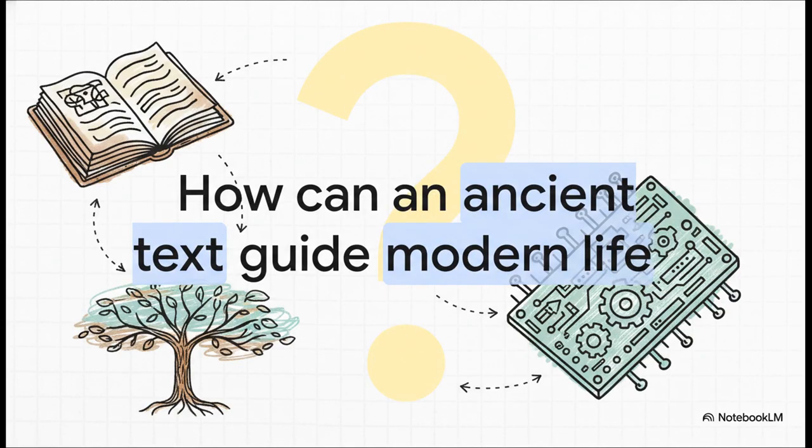And that brings us right back to our big question. How can an ancient text guide modern life? The answer this textbook provides is clear. It's not about a static, frozen-in-time document. It's about a dynamic process of interpretation, built on a structured and very much living tradition.